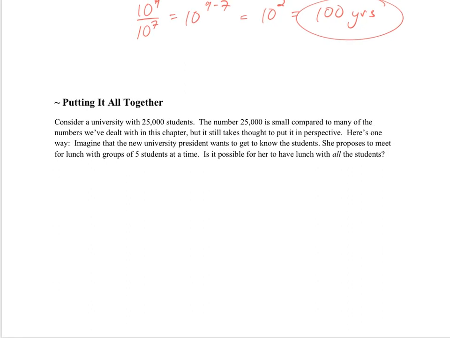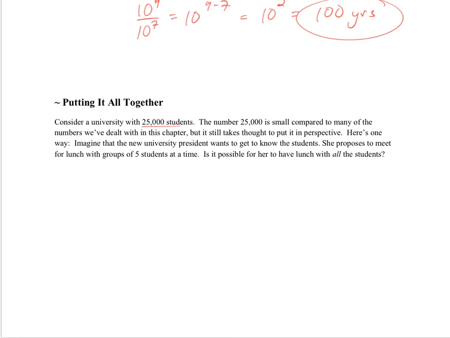And so for this last example, putting it all together, consider we have a university and there are 25,000 students. That's a lot of students. The number 25,000 is small compared to many of the numbers we've dealt with in this chapter, but it still takes thought to put it into perspective. So imagine that the new university president wants to get to know the students and proposes to meet for a lunch with a group of 5 students at a time. Is it possible for her to have lunch with all the students?